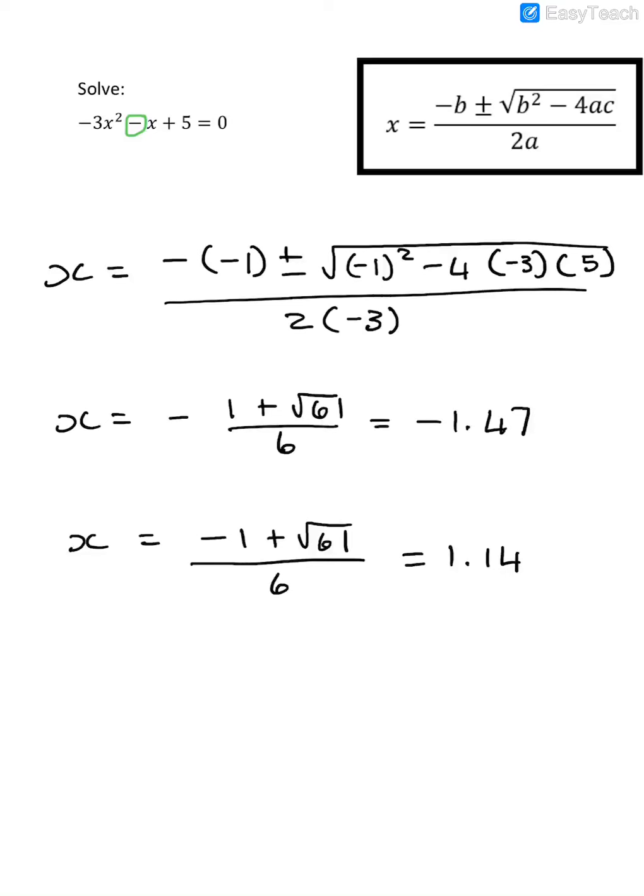Now, I just want to point one thing out. If you look at these two answers, you may think that that is the same as this. But notice how this negative is in front of the whole fraction, where that negative is just in front of the 1. This is why it kind of looks the same, but it gives you two different answers. Because this negative in front of the whole fraction basically means a negative 1 and a negative root 61. Whereas there, you have a negative 1 and a plus root 61.